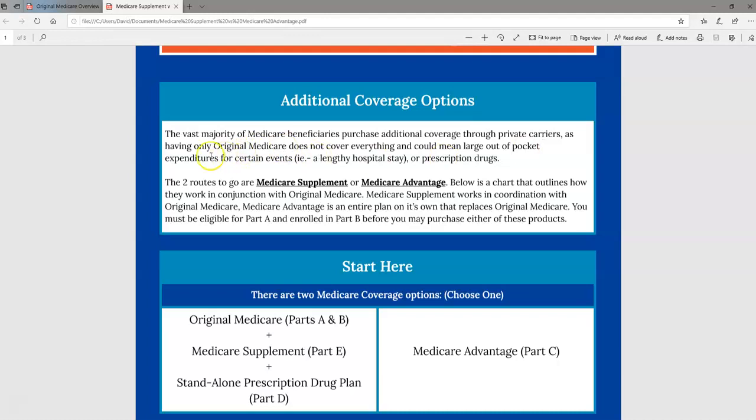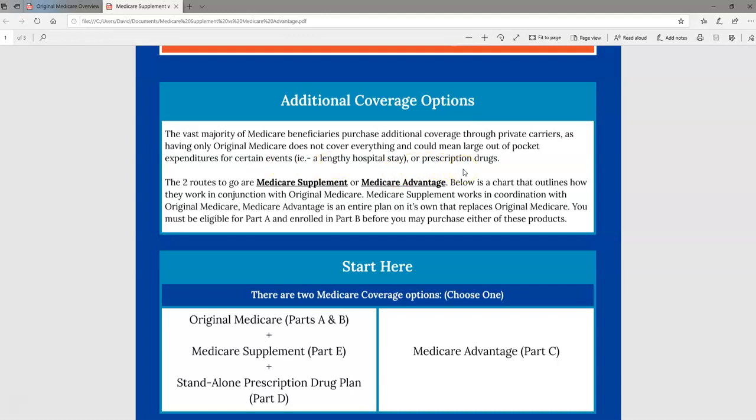It could mean large out-of-pocket expenditures for certain events, such as a lengthy hospital stay. As we noted on the previous page, if you're in the hospital for over 3 months, you're going to be paying a large amount of money out of pocket. And if you're responsible for all of the costs after day 100 and so on, you're going to be paying a lot of money very quickly. So we want to make sure that we have thought through all the options for how to pay for that, as well as prescription drugs.